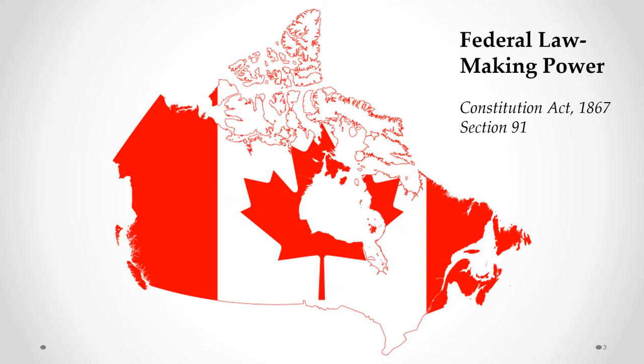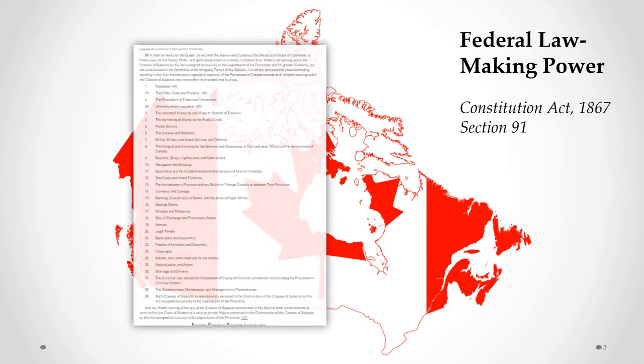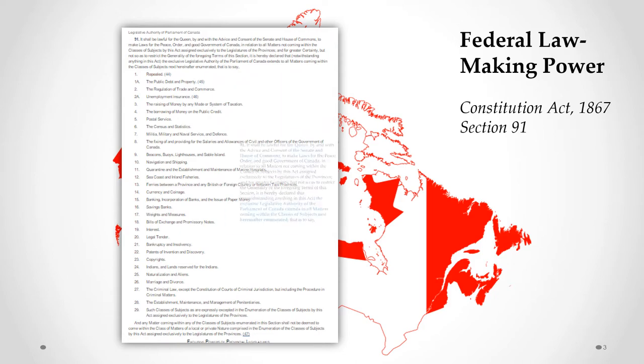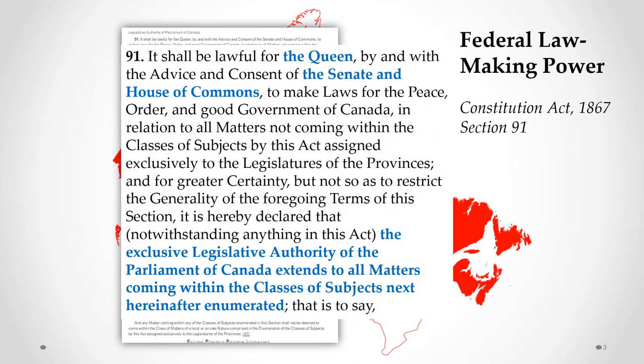The allocation or division of lawmaking power in our federal system is determined by sections 91, 92, and 93 of the Constitution Act 1867. We'll first look at section 91, which allocates power to the federal parliament. So we'll first focus on the wording in the preamble of section 91. If we look near the top there, it refers to the Senate and the House of Commons. So those two legislative bodies make up the two parts of the federal parliament.